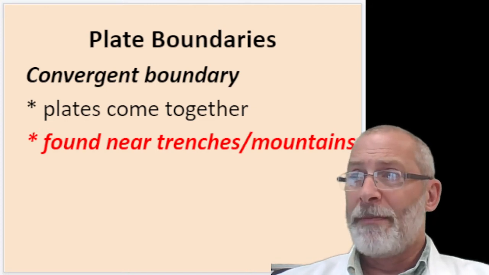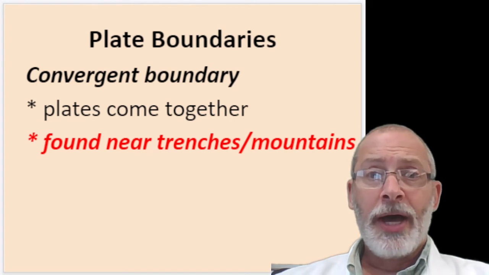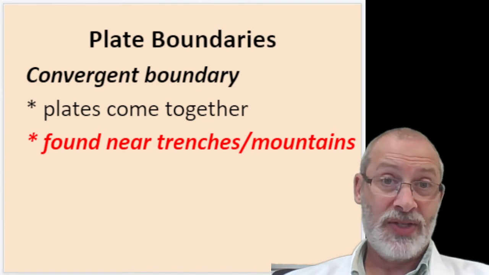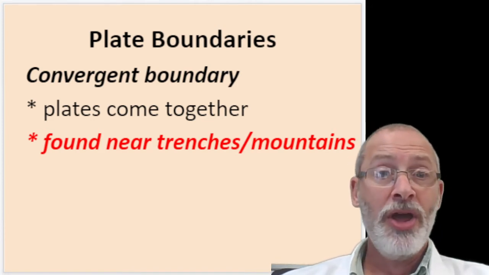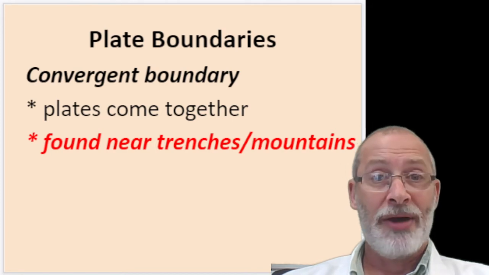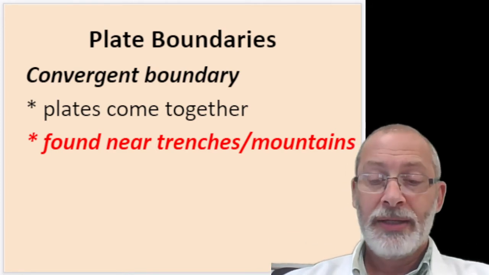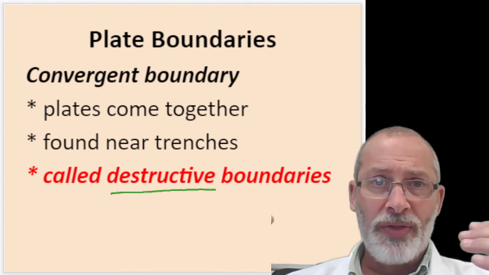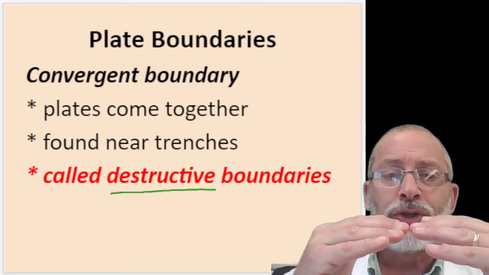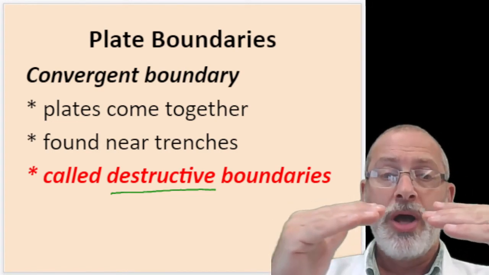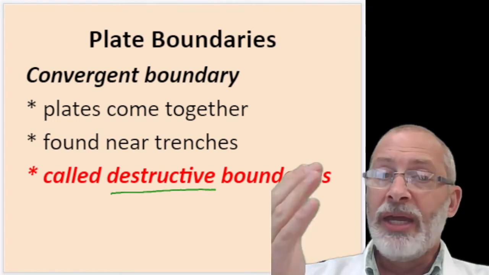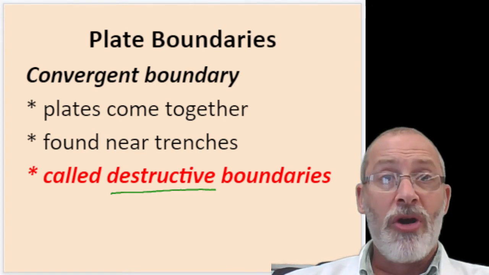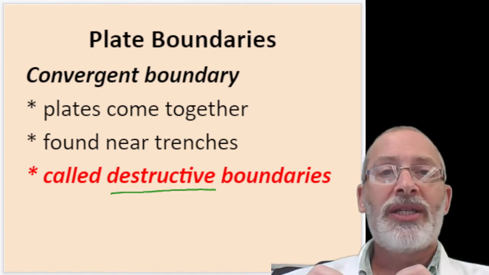Other convergent boundaries also include places where mountains form, like the Himalayan mountains. The tallest mountains on planet Earth are near a convergent boundary, where the plates are coming together. Now, as plates come together, whether they are causing the plates to move up or causing the plates to move down, in either case, when plates are coming together, these boundaries are also known as destructive boundaries.